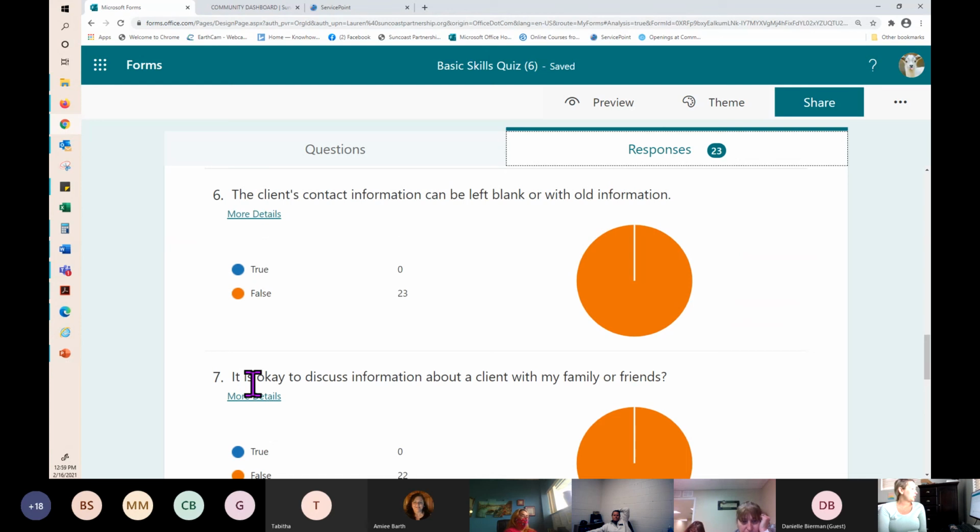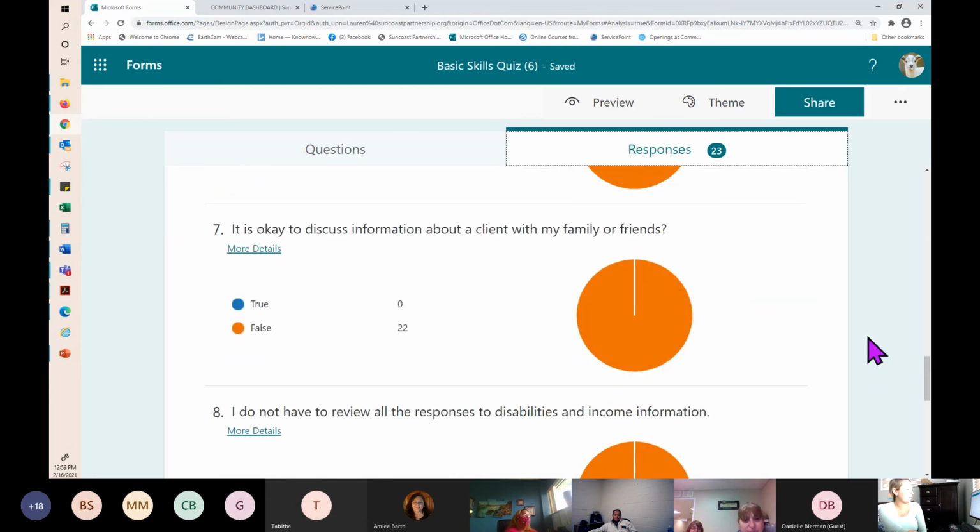The client's information can be left out blank or with old information. This, thank you. 20. I wish I could give everybody some kind of candy bar or something. Virtual candy bars for everybody. Thank you. Is it okay to discuss information about a client with my family or friends? Absolutely not. Our clients are trusting us with their information.